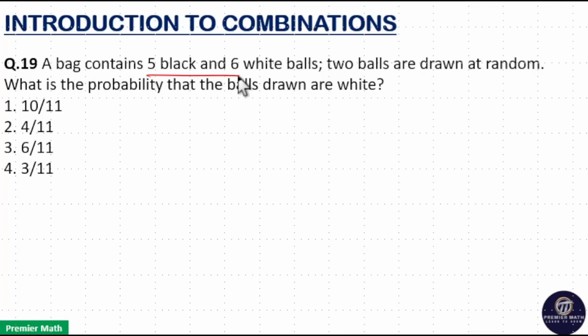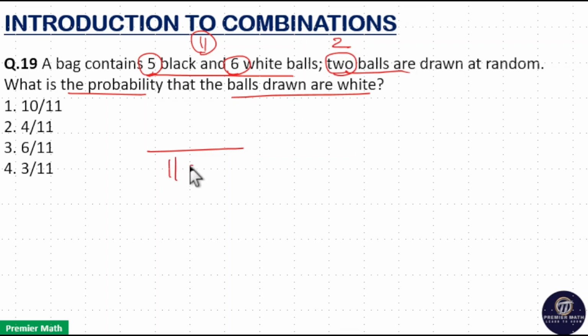A bag contains 5 black and 6 white balls. 2 balls are drawn at random. What is the probability that the balls drawn are white? Here, for the total selection, total balls are 5 plus 6, 11. So the availability of balls is 11 and we need to select 2 balls. So our need is 2. So total selection is 11C2. Now the favorable outcome is that the balls drawn should be white. So these selected 2 balls should be white, which means these 2 balls should be selected from the 6 balls. Then our favorable outcome is 6C2. If you select these 2 balls from the 6 white balls, you will get 2 balls as your outcome.